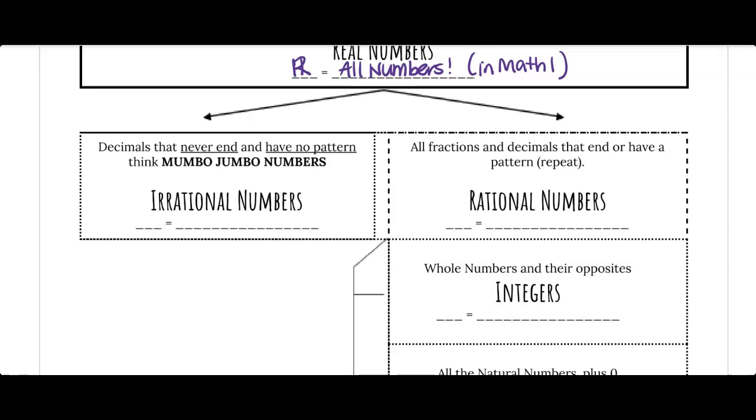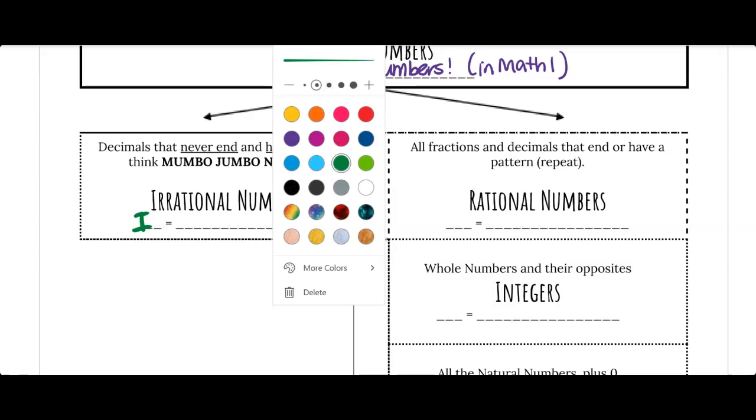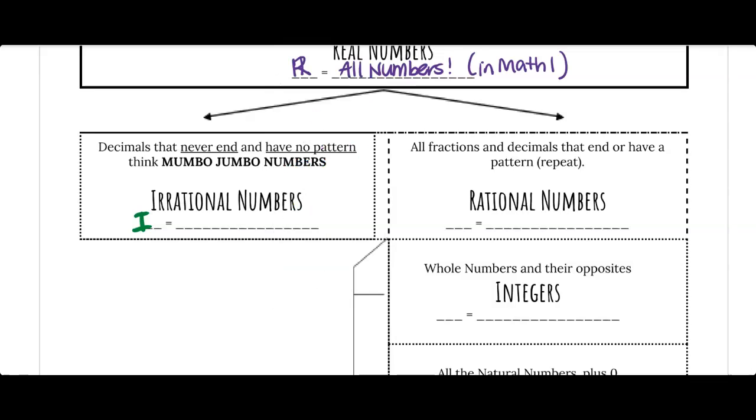So then from real numbers, we branch off to two different types of numbers. The first type is irrational numbers. And these are decimals that never end and have no patterns. If you think about mumbo jumbo numbers, like they're just random decimals that don't have an end, they don't have a pattern, they're just there. And those are what we call the irrational numbers. And so we represent that with an I. And some examples are pi, and then any square root that is not a perfect square.